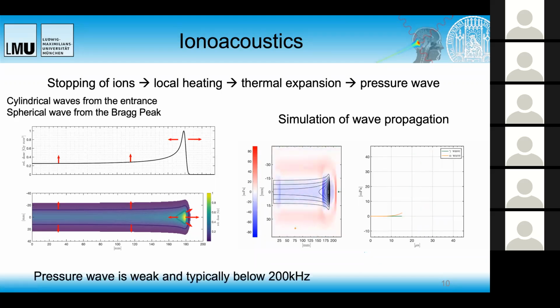However, this is also very challenging because the pressure wave is very weak, in the millipascal range, and typically below 200 kilohertz. So in these areas, there is no sensing equipment. So just to keep in mind, if you use ultrasound, then you operate with kilo to megapascal pressures, and our pressure wave here is in the millipascal range.